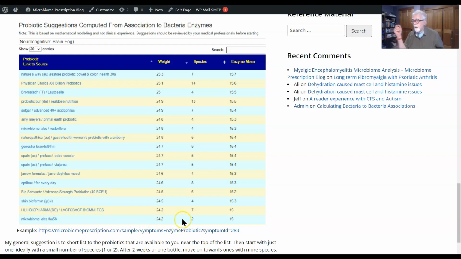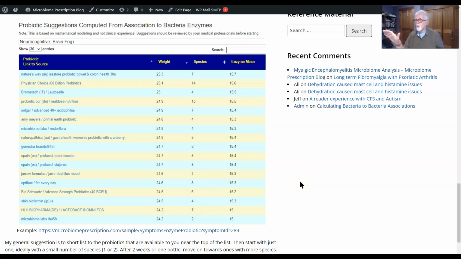Then you would use the bottle up, taking it daily until it's done. And then you move up to something else which has more species to it, and you try that for, again, one bottle. Now, how long will a bottle last?